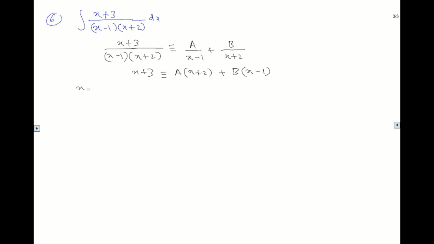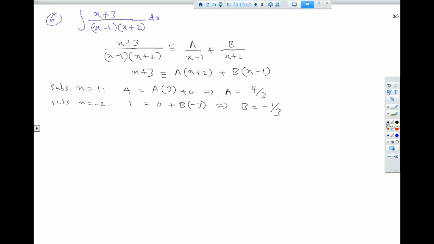So we're going to substitute x equals 1. If you plug in x equals 1, you're going to get 4 equals a times 3 plus 0. So that's going to give you a equals 4/3 in this case. And then we're going to substitute x equals negative 2 to cancel the other term. So if you plug in negative 2, you're going to get 1 equals 0 plus b times negative 3. So this is going to give you b equals negative 1/3. So we're going to get the two terms now. So now, the simple trick, we're going to integrate term by term.